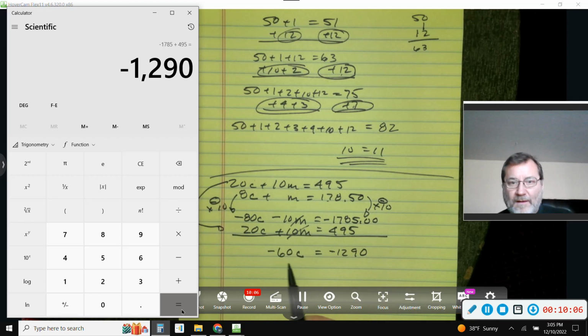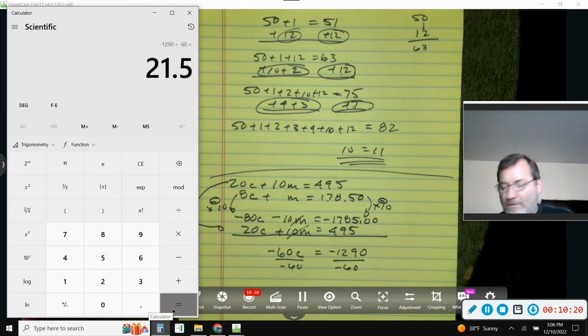Right? Now you can see what's going on here. I need to divide by negative 60 on each side. Negative 60, negative 60. And when I do that, I get 21.50. So the cost of a calculator is $21.50. Alright? $21.50. Now that I know that, I can go up to any one of these equations up here.